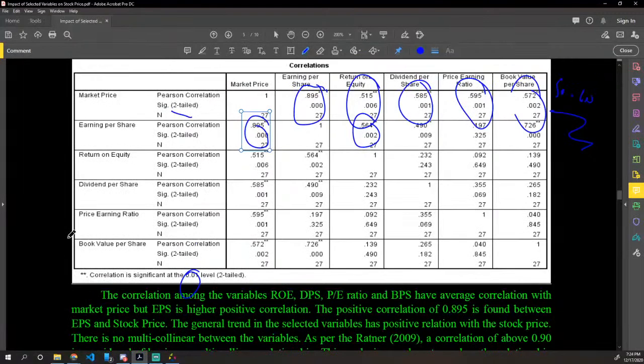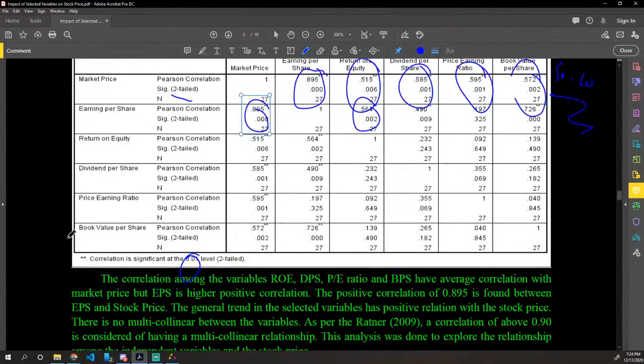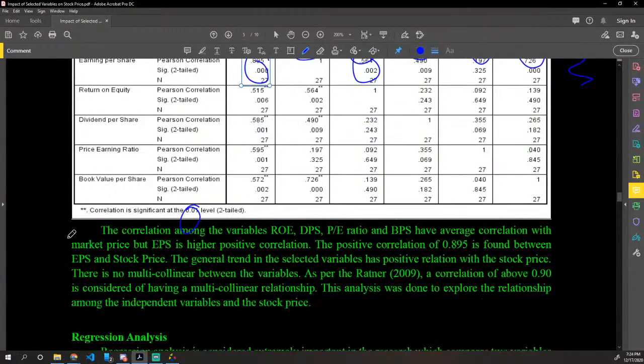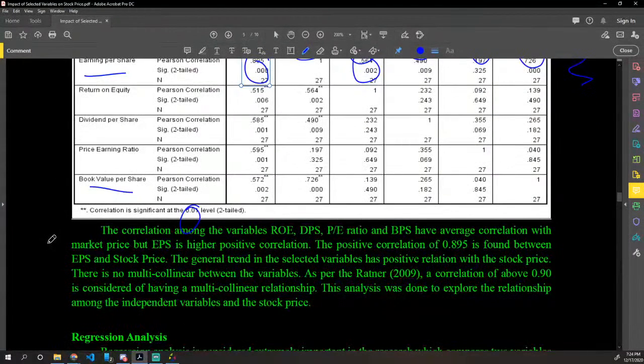Book value per share and EPS, yeah, okay. Of course, if your earnings per share is lower, your book value per share will be lower, right? If you're earning more, you will have more money. So a positive correlation of 0.895 is found between EPS and stock price. The general trend in the sector is that variables have a positive relation with the stock price.